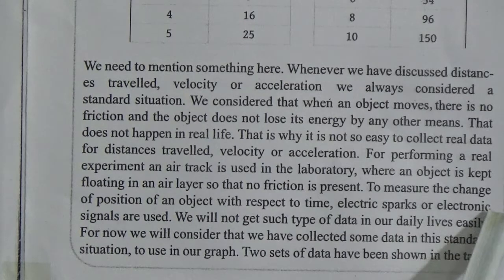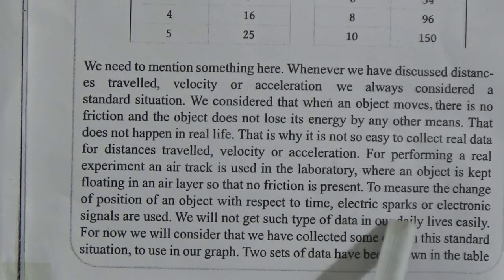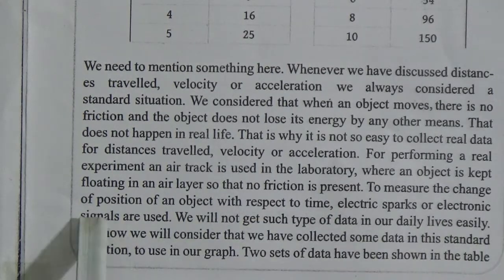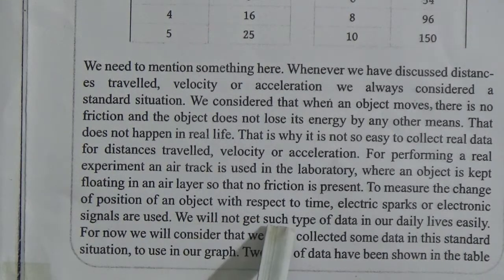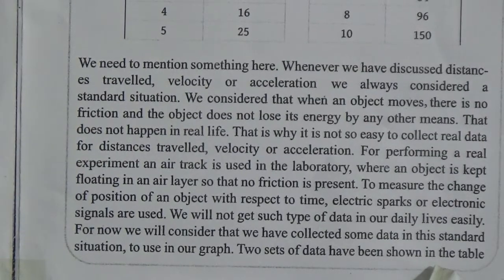To measure the change of position of an object with respect to time, electric sparks or electronic signals are used. We will not get such type of data in our daily lives easily. For now, we will consider that we have collected some data in this standard situation to use in our graph. Two sets of data have been shown in the table.